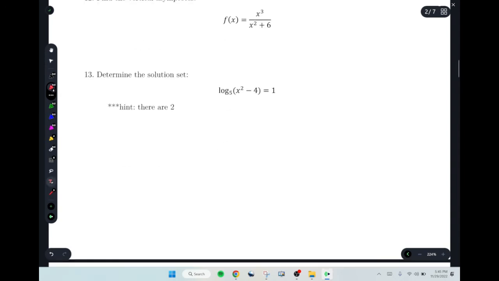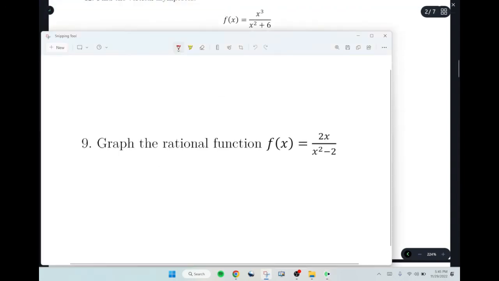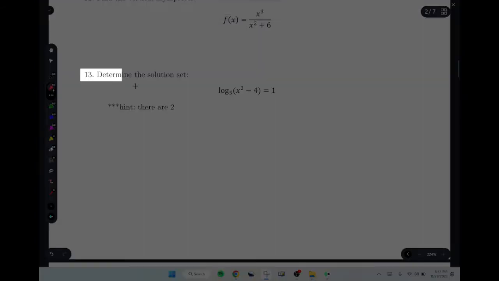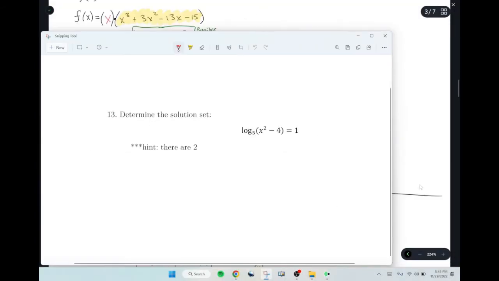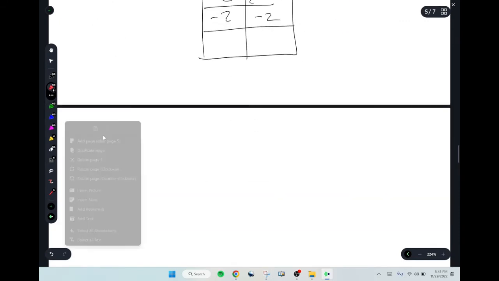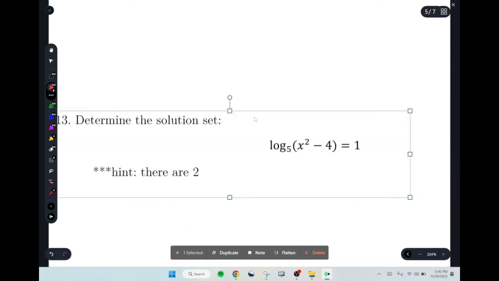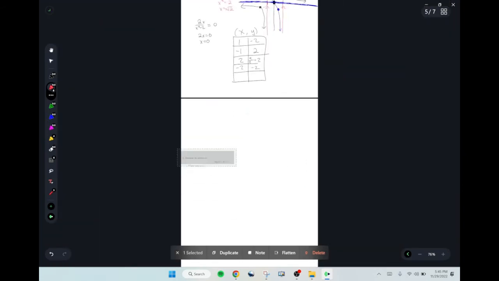Hint, there are 2. That's a good hint. That's easy for me to miss. If you ever see a hint, it means that as I was working it, I forgot it. That's literally what that means. It means I was working it for the first time and I was like, oh man, I forgot. There's two answers, not just one.